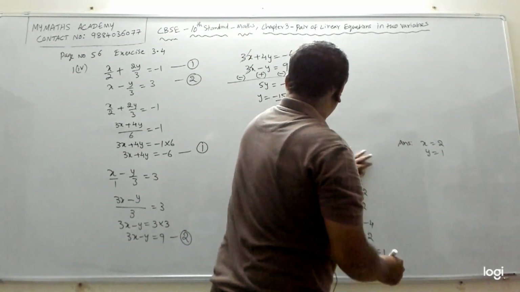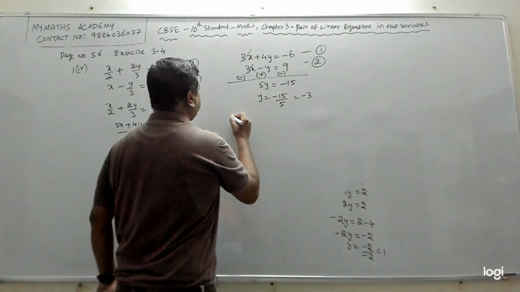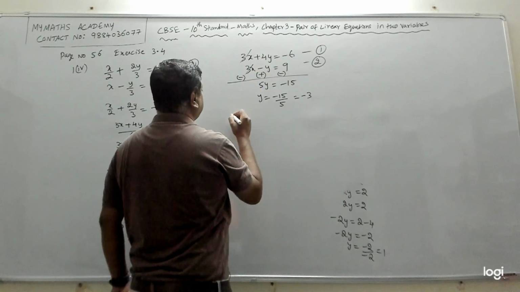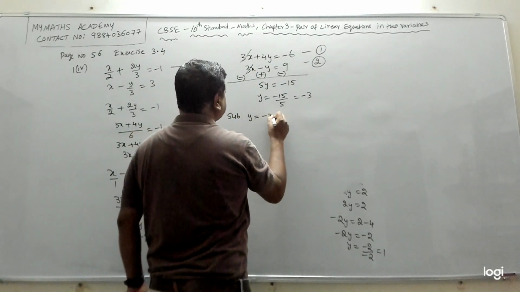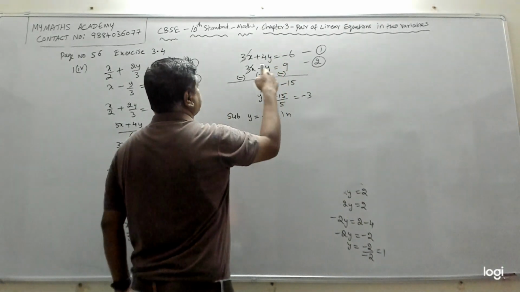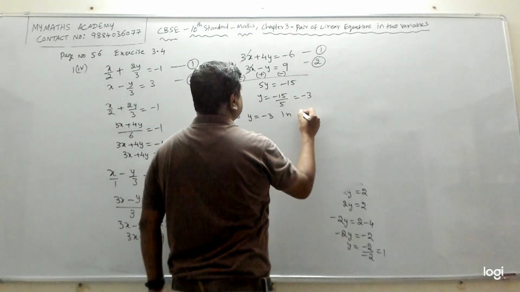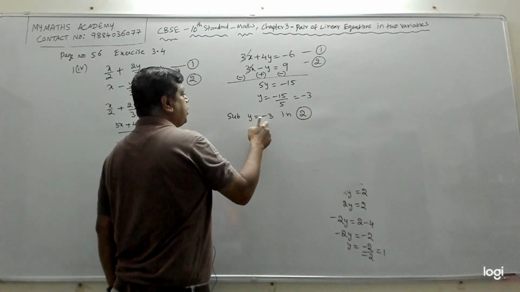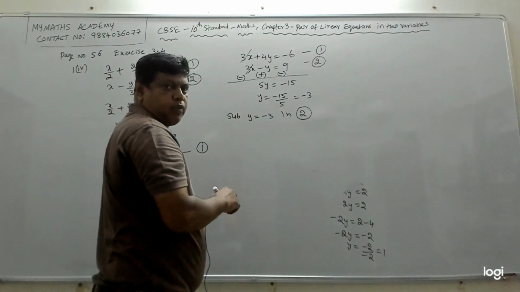Clear? Fine. So now we need to find the value of x. Substitute y equal to minus 3 in any one of the equations, either this or this. We'll take this because it looks simple: 3x and y, the second equation. You can also substitute y equal to minus 3 in the other one and then find x. You can substitute in any one of the equations.